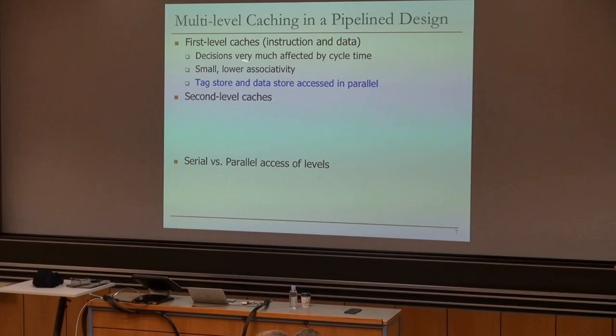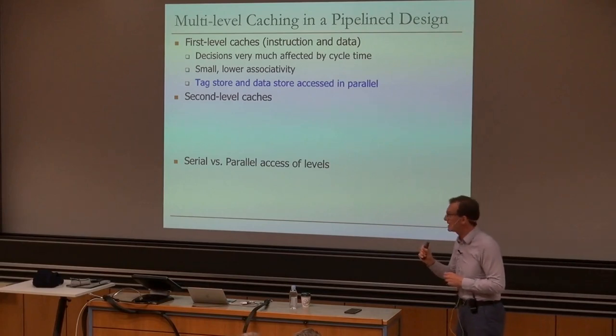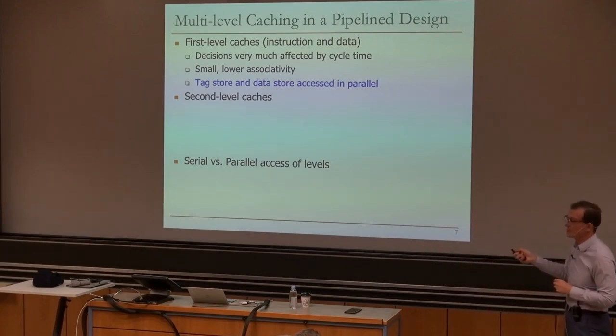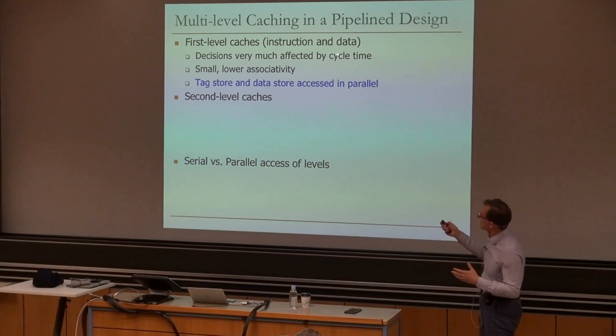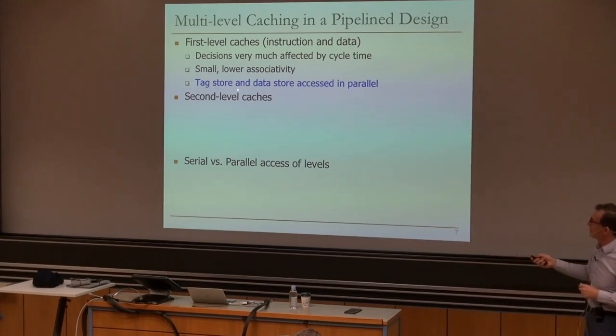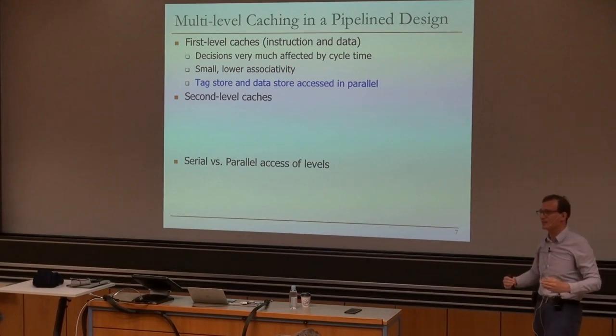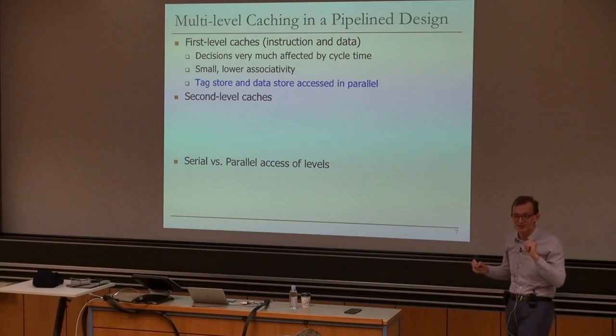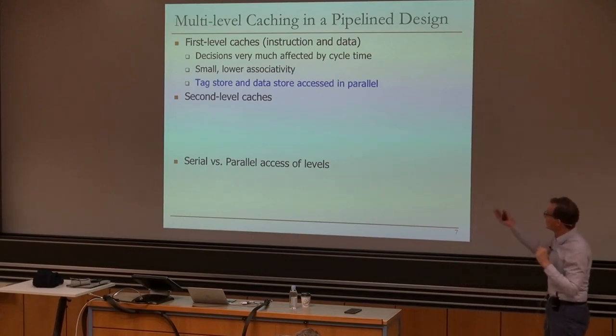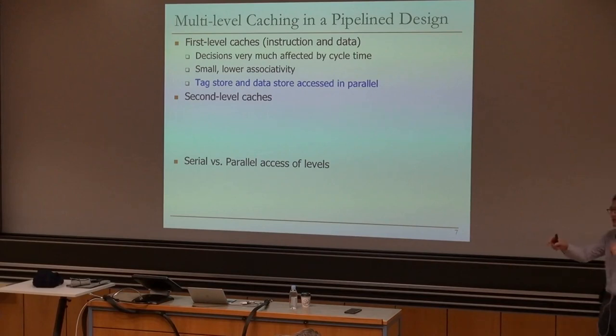So first, if you look at first-level caches, decisions are very much affected by cycle time and how fast you can supply data or instructions. As a result, first-level caches are usually smaller, they're lower associativity, and they split instruction and data caches, as I said. And they have tag store and data store that are accessed in parallel. So you index into the tag store, at the same time you index into the data store, and those two are accessed in parallel. Even if you don't hit in the cache, you'll get something out of the data store, but you're not going to use it, of course, if the tag store says you didn't hit in the cache, right? Why? Because you want to get the data very quickly, because you're supplying it directly into the pipeline.